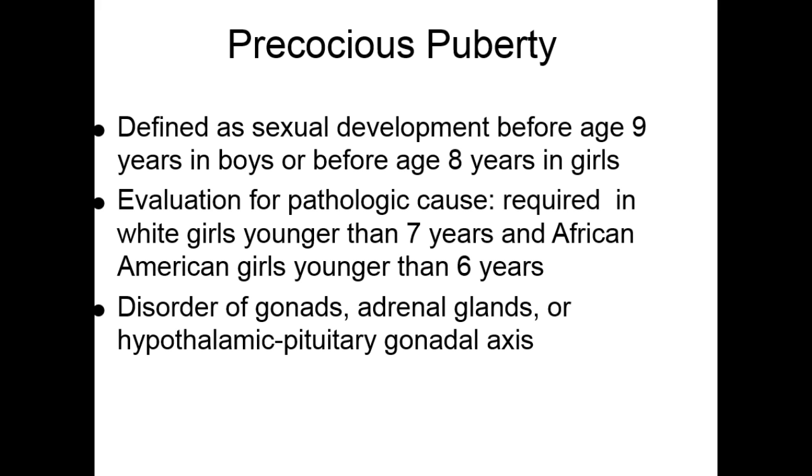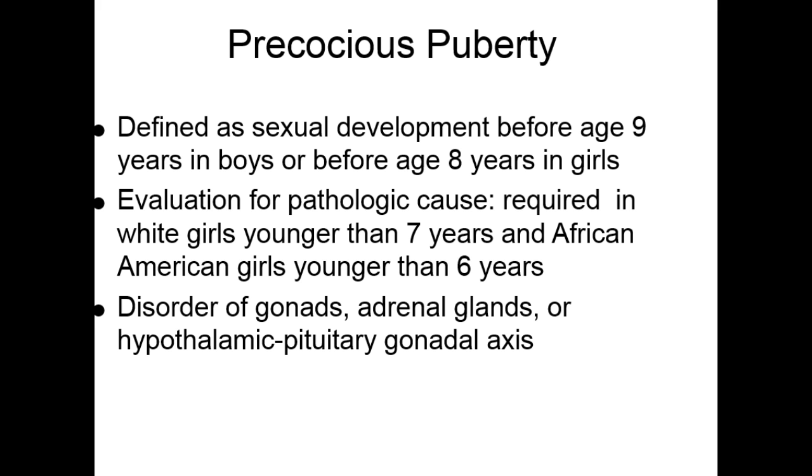Precocious puberty. This is defined as sexual development before age 9 in boys and before age 8 in girls. A lot of times we see this in developmentally delayed children, if you're in adult children's doing your clinical. You'll see that they'll have breast buds, or pubic hair or underarm hair, and you say, wow, they're only 3 and 4 years old. And so this is something that's called precocious puberty, when they've started to develop.